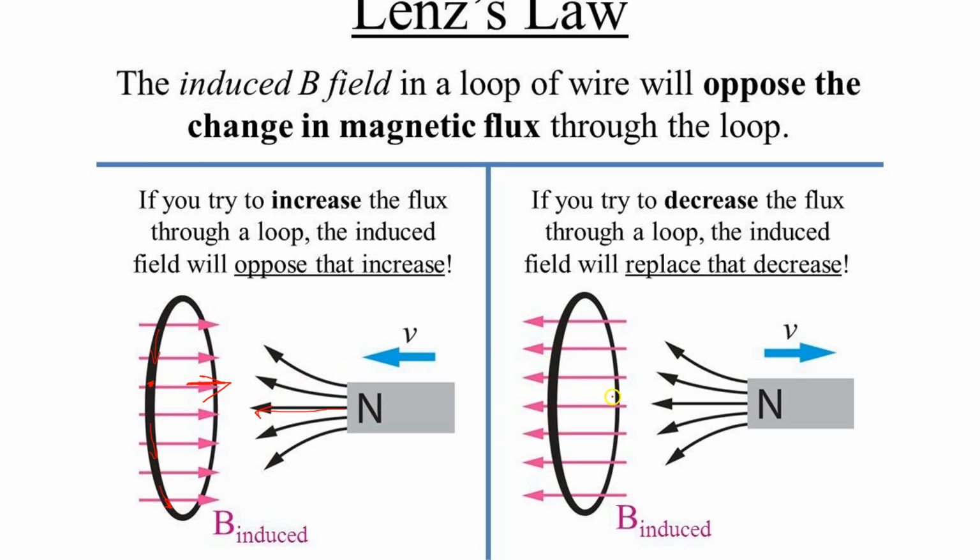Now, another thing we're seeing here is what if I were to pull away the magnet? So after pushing the magnet through the coil, you now want to pull it away. Now remember, if the wire, let me see here. Give me a second.